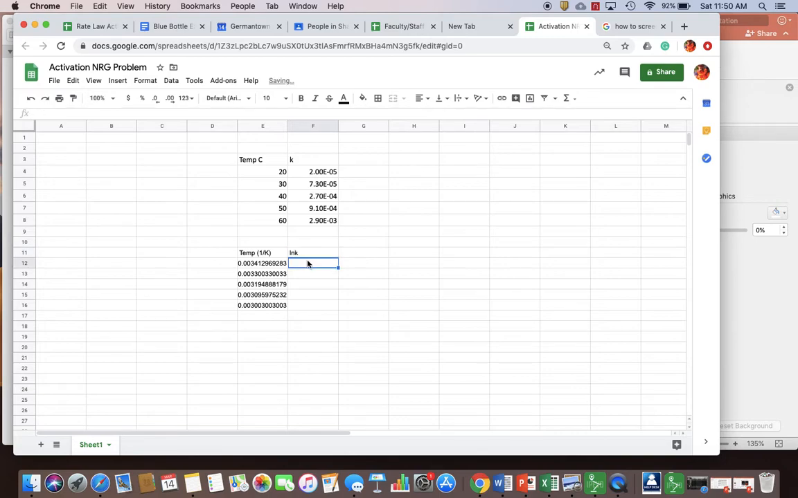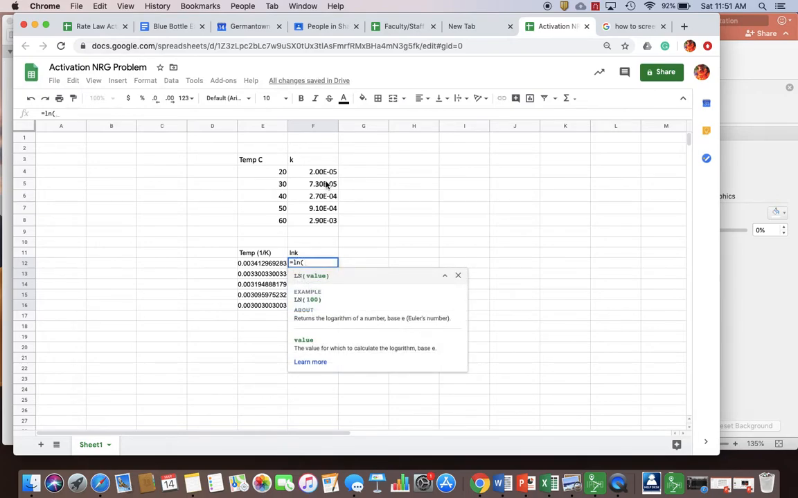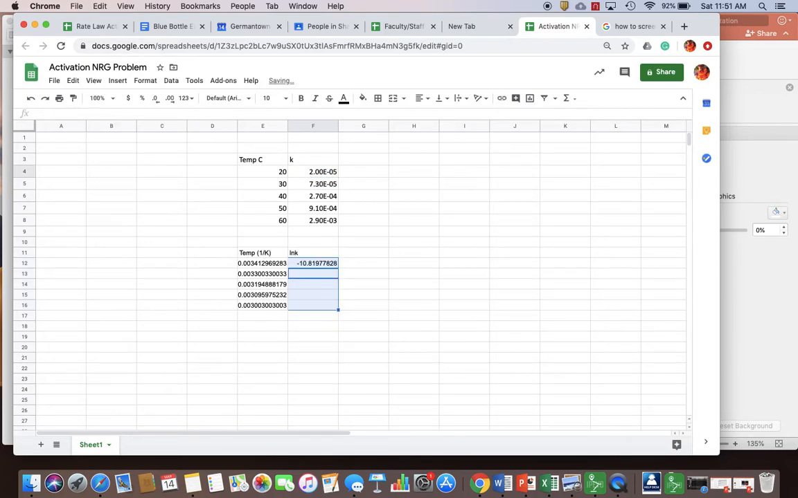All right, so we're going to do natural log of K, and we're going to do equals this value there, rate constant, and we're going to drag that down. Okay. This doesn't look like it did the natural log. Oh, it did not. Just to repeat those numbers. Equals natural log of, okay, that's our natural log.